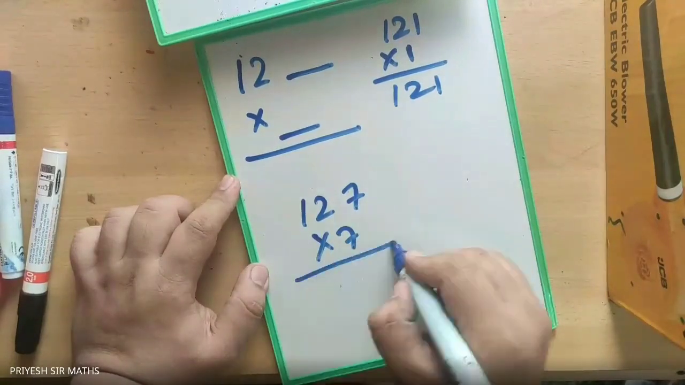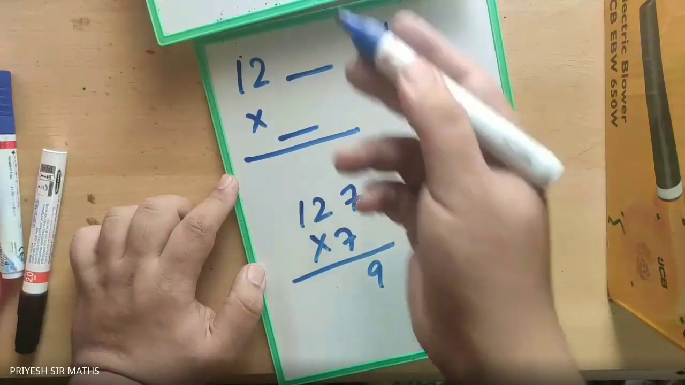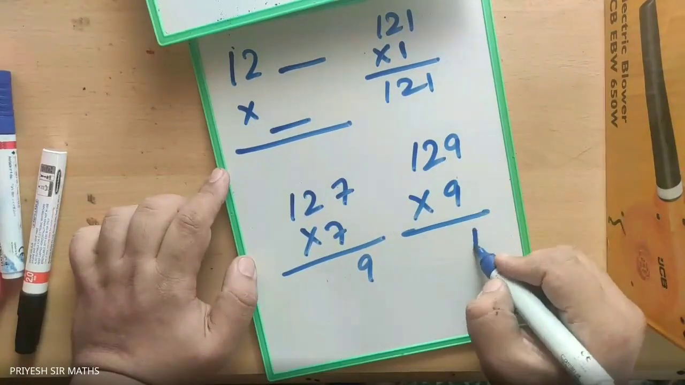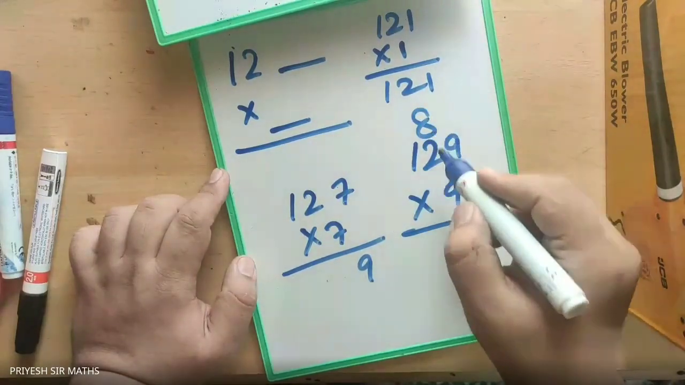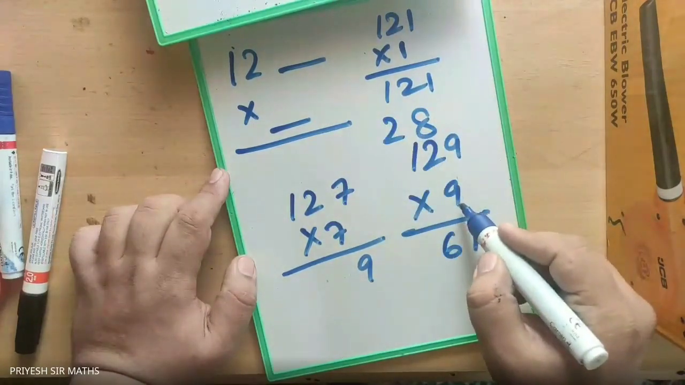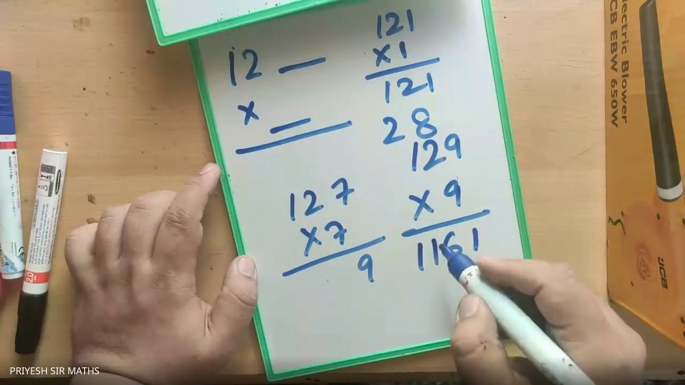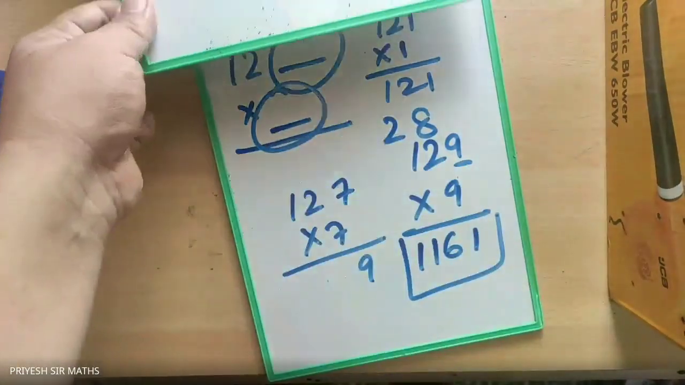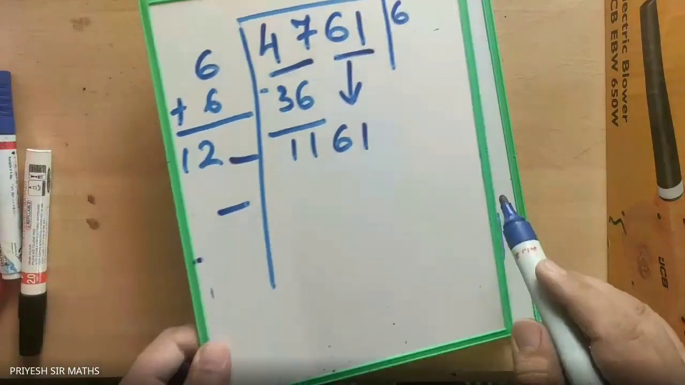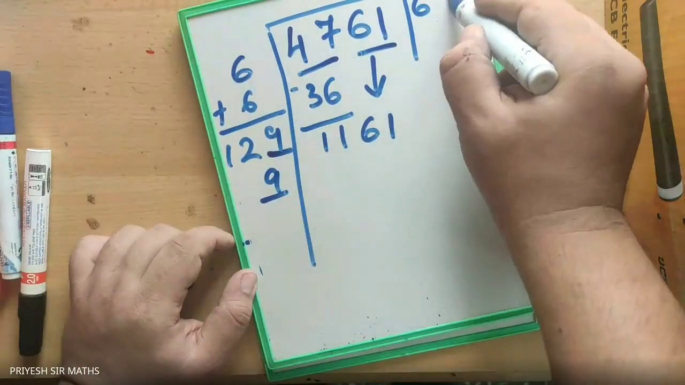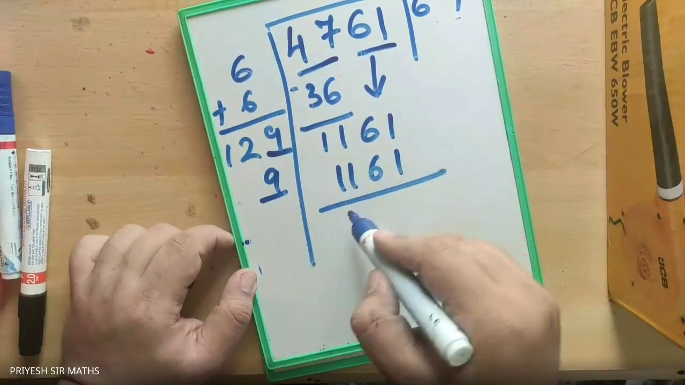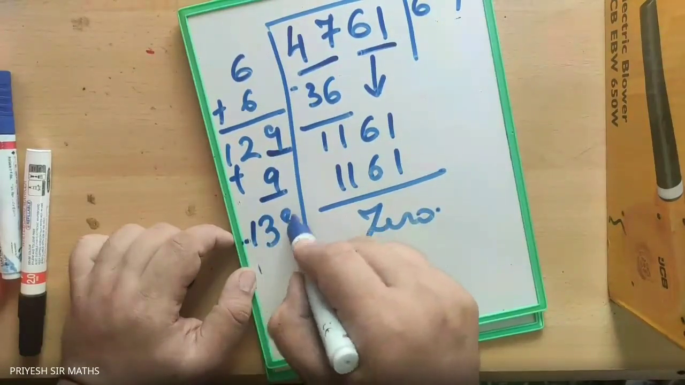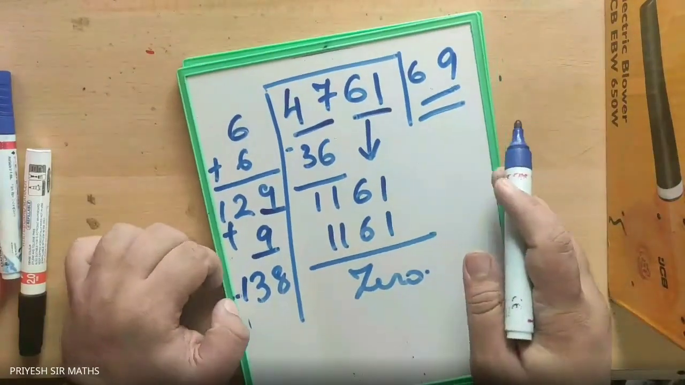So what we are going to do, 127 multiplied by 7. So what we get? 49. No, 9 is not the ending number. 129 multiplied by 9. What do we get? 9 nines are 81. 2 nines are 18 plus 8, 26. Yes, we are getting 1 nine is 9, 9 plus 2, 11. See, we got 1161. When we took this number and this number, they should be the same. So we get 129, 1161. We get 0 over here. We get 138. So the answer is 69.